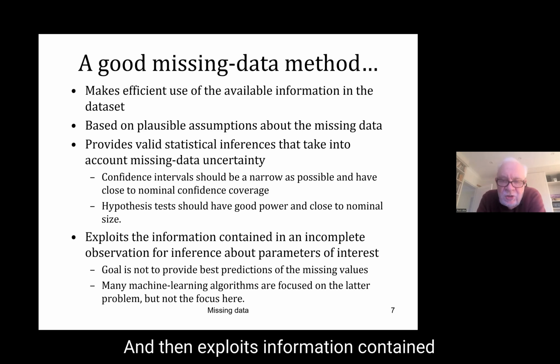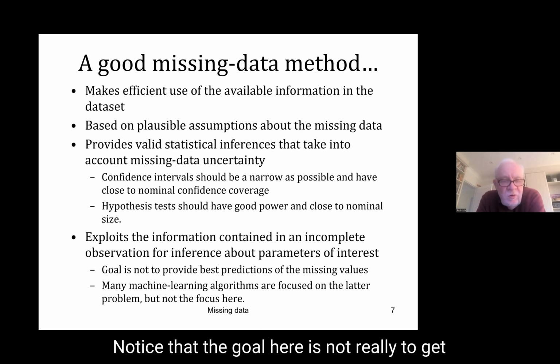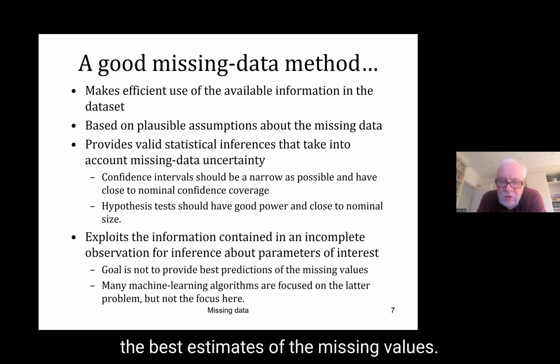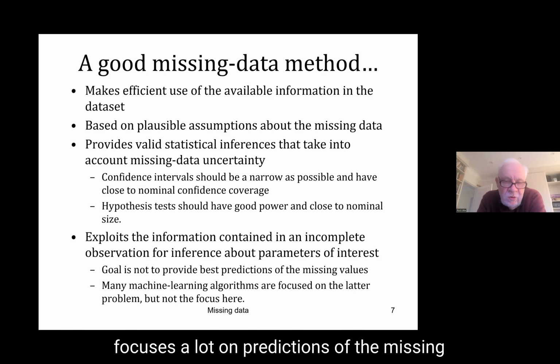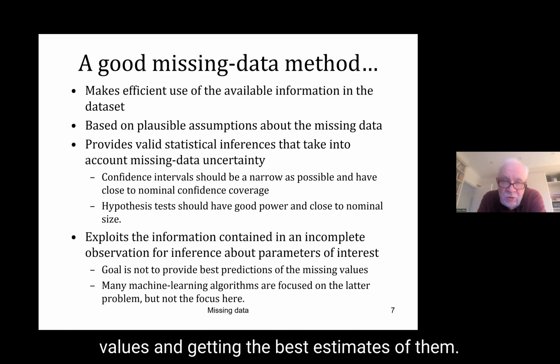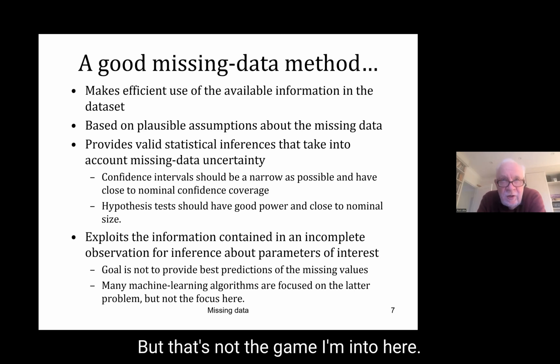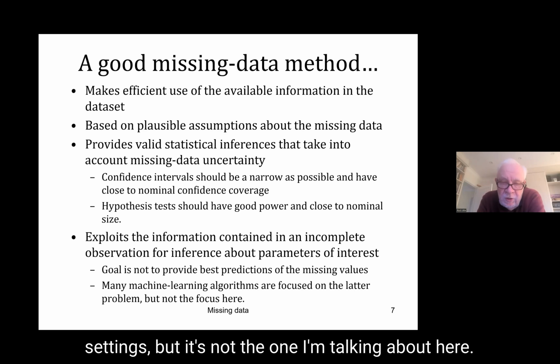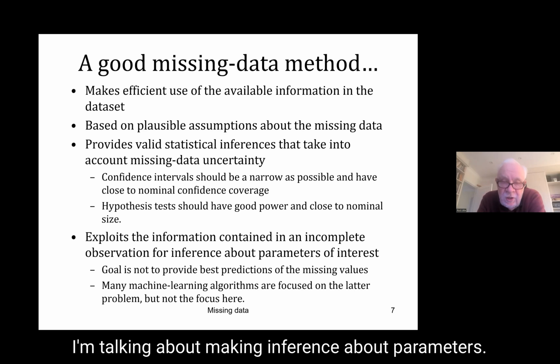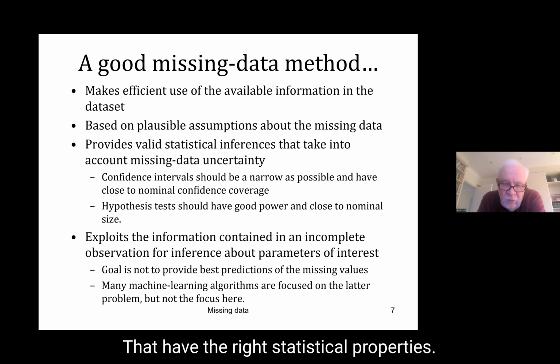And then exploits information contained in the incomplete observations for inference about the parameters of interest. Notice that the goal here is not really to get the best estimates of the missing values. Machine learning literature, for example, focuses a lot on predictions of the missing values and getting the best estimates of them. But that's not the game I'm into here. That might be a good game in some settings, but it's not the one I'm talking about here. I'm talking about making inference about parameters that have the right statistical properties.